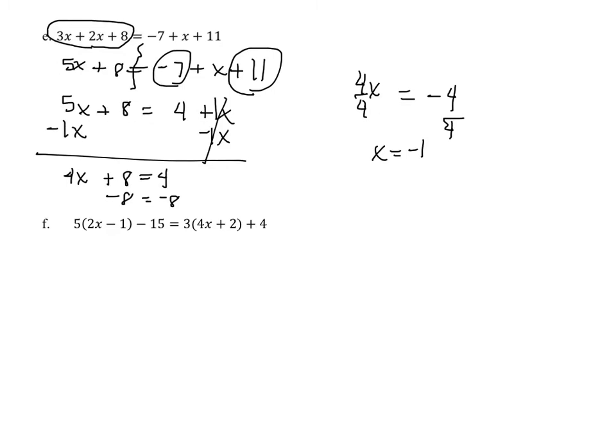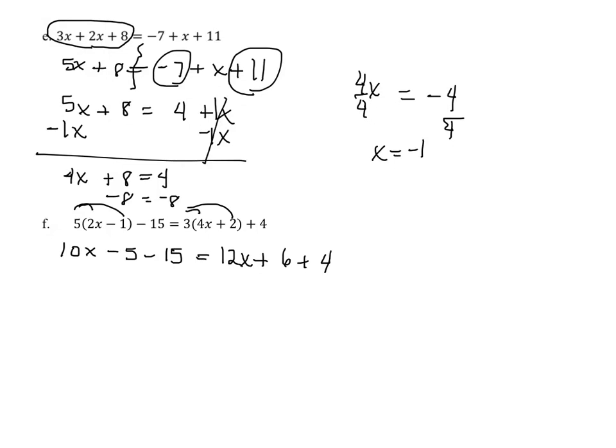Okay, and last but not least, we're going to solve this one and check it. So here we go. First thing we're going to do is distribute on both sides. So we're going to get 10x, take away 5, take away 15. 3 times 4 is 12. 3 times 2 is 6. Cool? Combine like terms on a side.